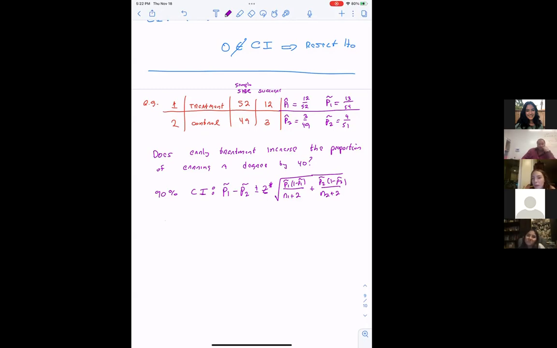So wouldn't X, you said X1, would that be 13? Yes, it would. And what's my N1? 54? Yes. And then X2. Four and N2. 51. So what is my confidence interval going to be?